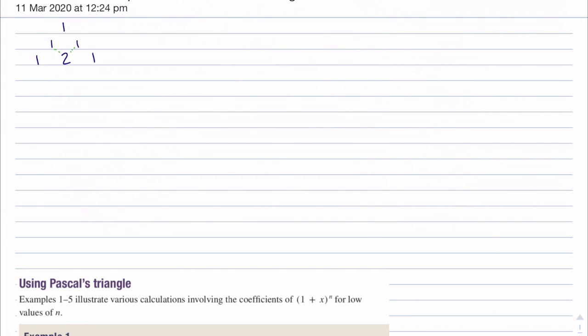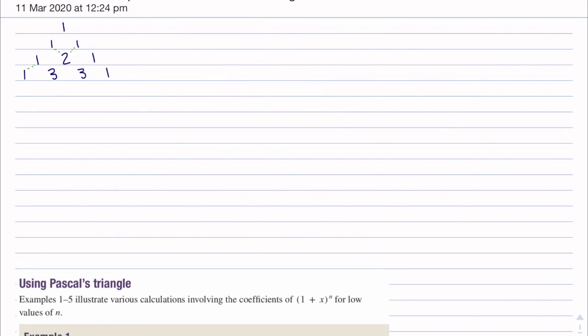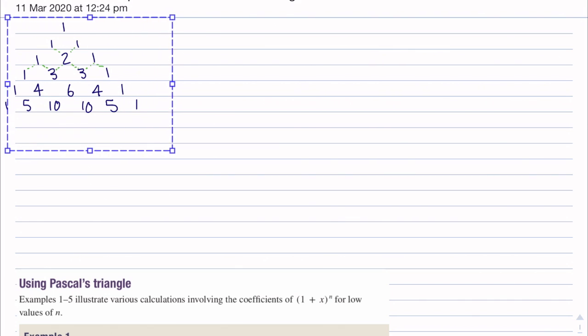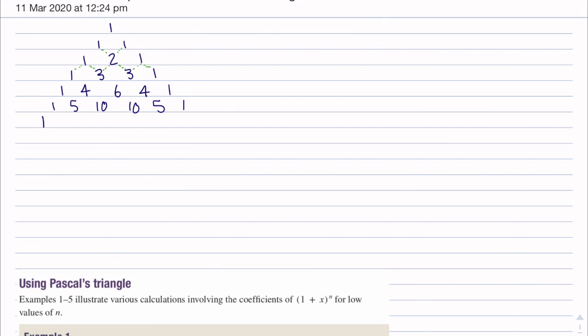My next one, I've got 1, 3, 3, 1, because, well, 1 plus nothing is 1. 1 plus 2 is 3, 2 plus 1 is 3, and 1 on its own is 1. Likewise, 1, 4, 6, 4, 1, 1, 5, 10, 10, 5, 1. Wish I'd left myself more space. 1, 6, 15, 20, 15, 6, 1, etc.